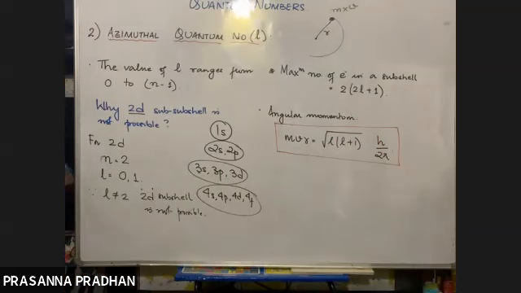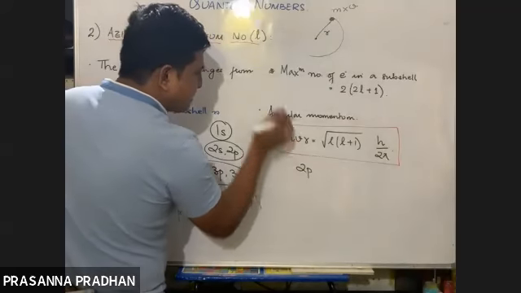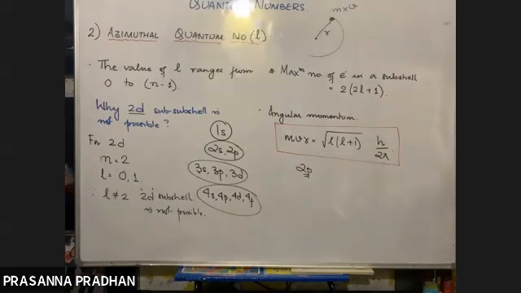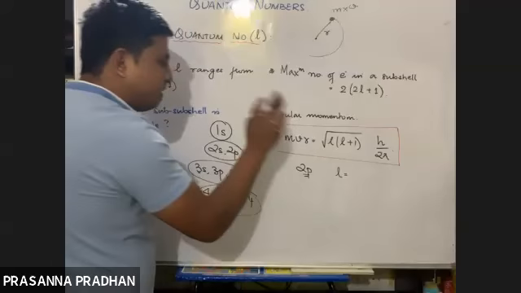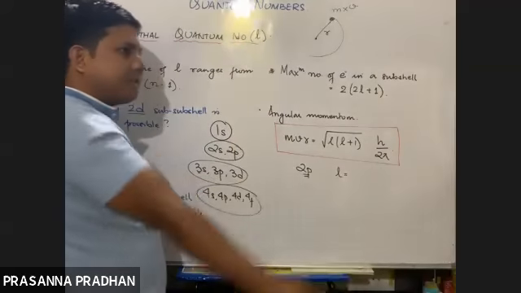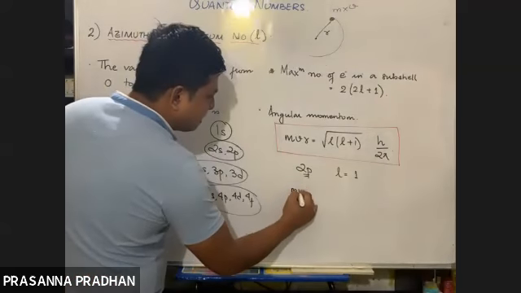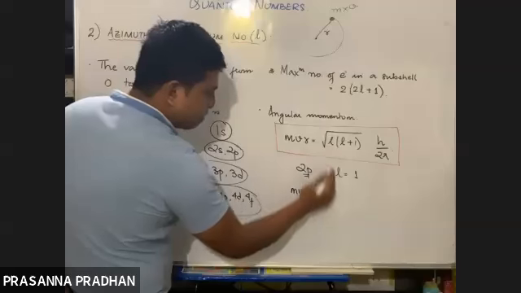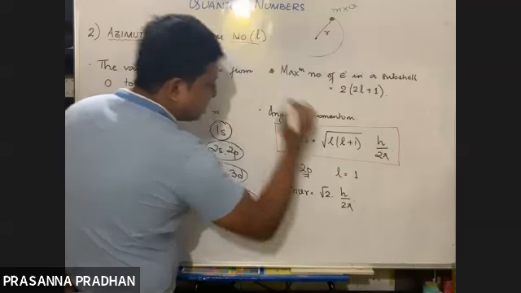If someone asks you to calculate the angular momentum of an electron in the 2p subshell, how are you going to do it? 2p subshell means what is the value of L? 1. P means L is 1, whether it is 2p, 3p, or 10p. P means the value of L is always 1. So what is the angular momentum? Root over 1 into 1 plus 1, 1 into 2, so root over 2 h by 2 pi.